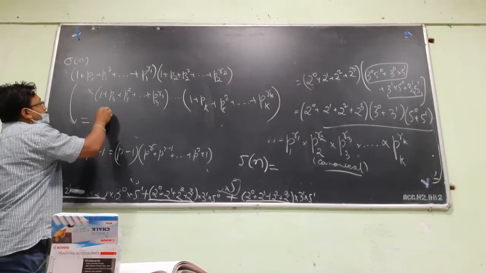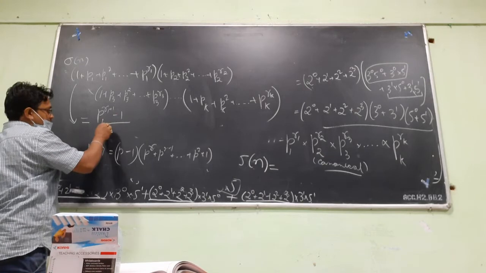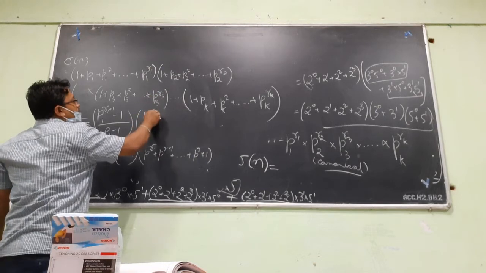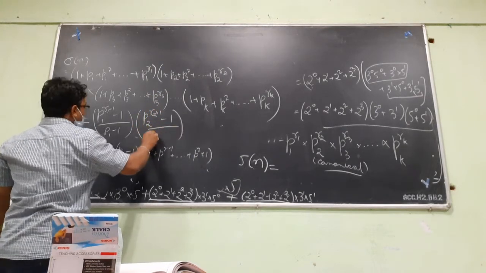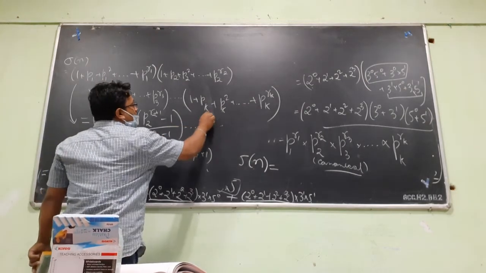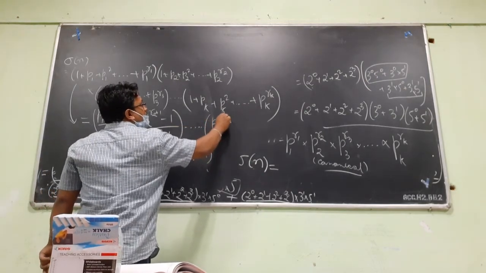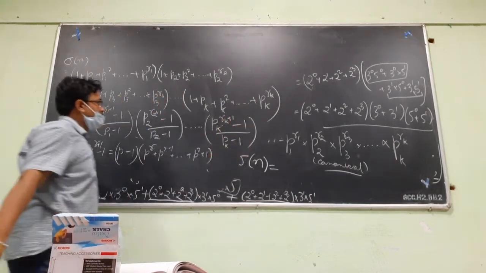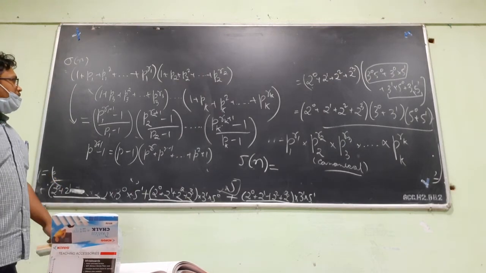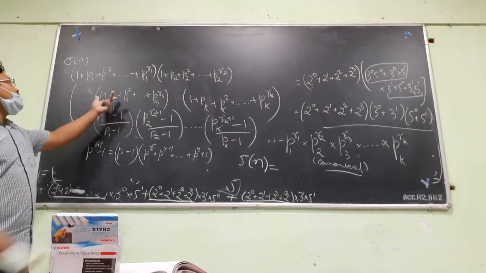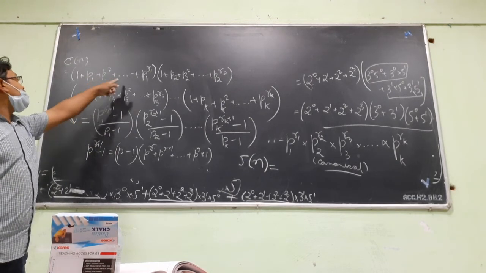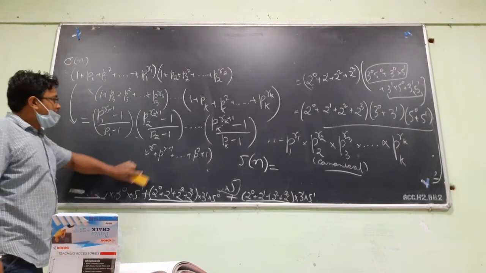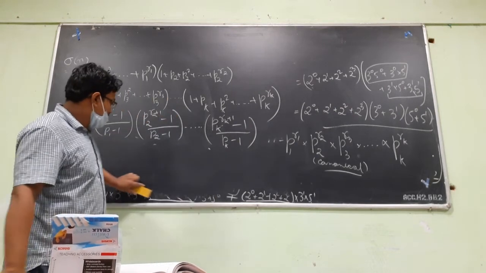Okay. So instead of this, I can write this one as p1 to the power r1 plus 1 minus 1 divided by p1 minus 1, multiplied with p2 to the power r2 plus 1 minus 1 divided by p2 minus 1, into dot dot dot, and the last can be written as pk to the power rk plus 1 minus 1 divided by pk minus 1. So this is the sum of a geometric progression. How many terms are there? r plus 1 terms of the geometric progression. Same thing. So this is the simple expression. Okay. So we can easily find out what it is.